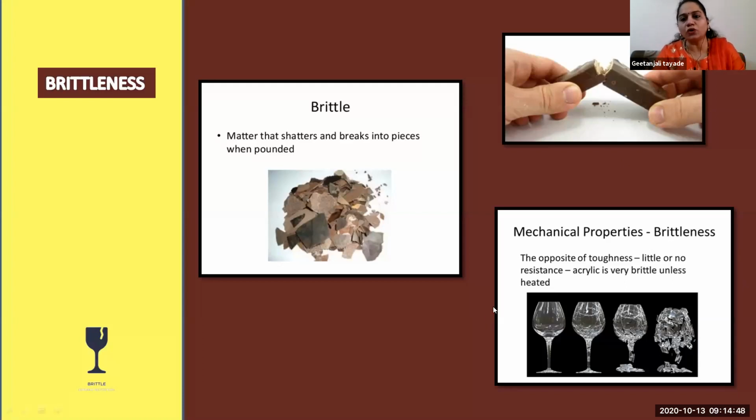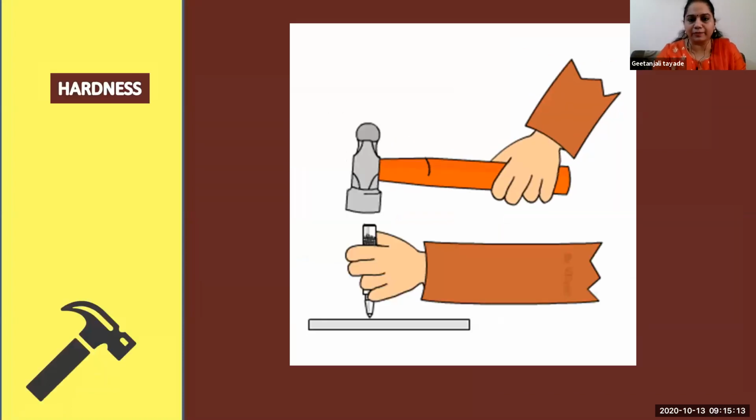So if little or no resistance is applied, we can easily break it. Yes? If they apply at least a little bit of resistance, then we are not able to break it, but if no resistance is applied, we can easily break it. Okay, so this is the first property, brittleness: the subject is easily breakable.